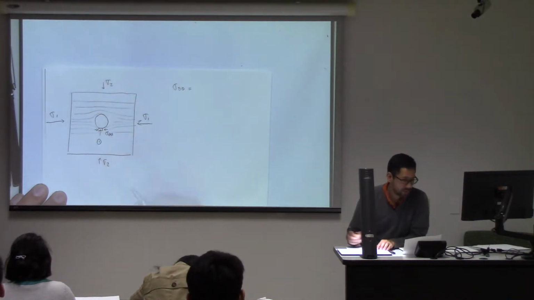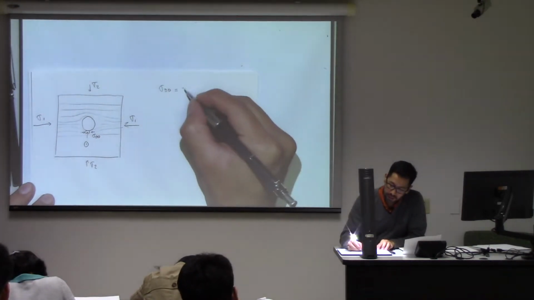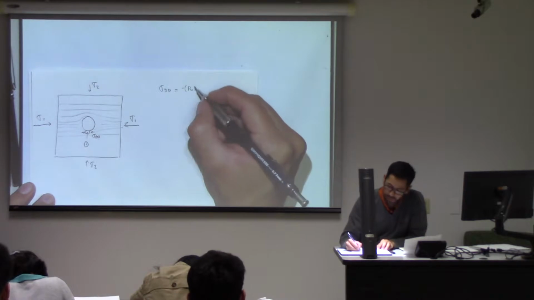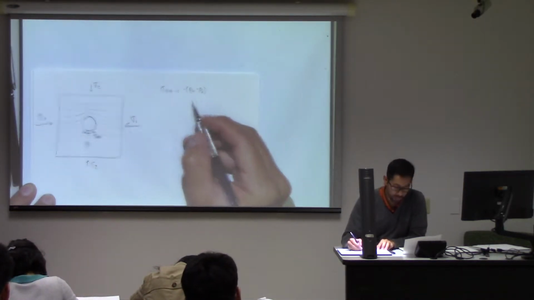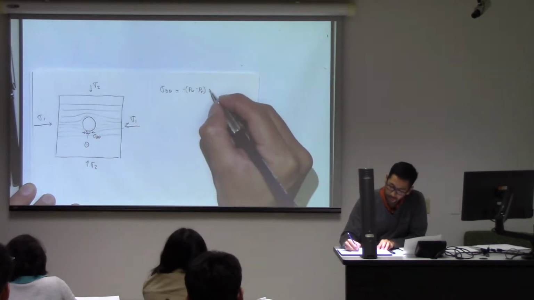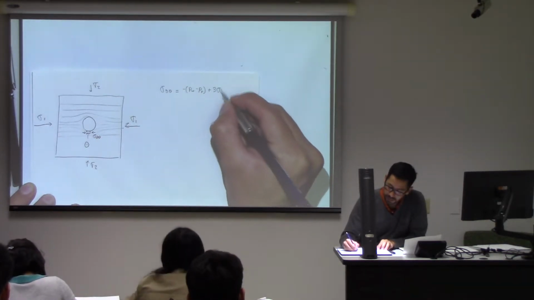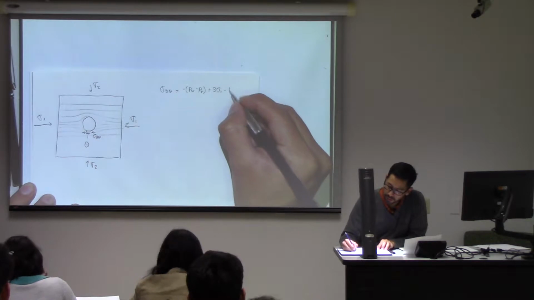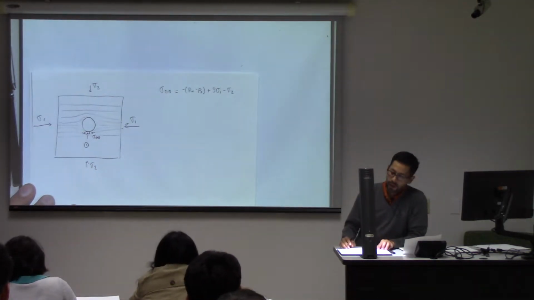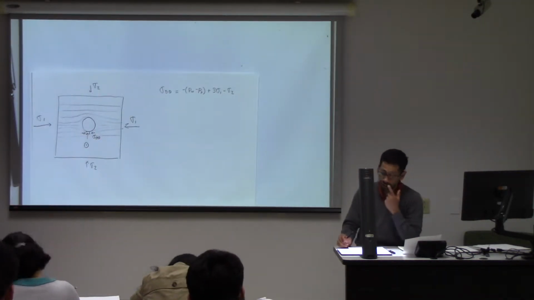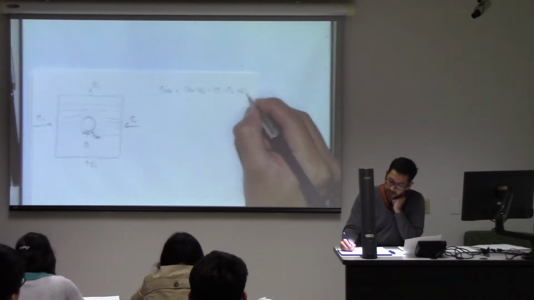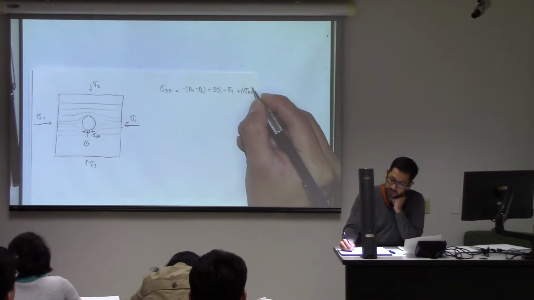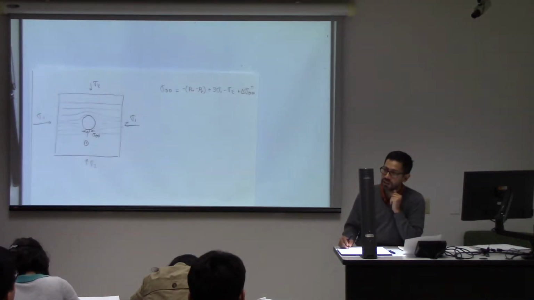The hoop stress at that location is going to be given by this equation, where this is the pressure in the wellbore plus 3 times sigma 1 minus sigma 2. And when we consider changes of temperature, there's going to be an additional component, which is going to be the change of hoop stress due to thermal changes.